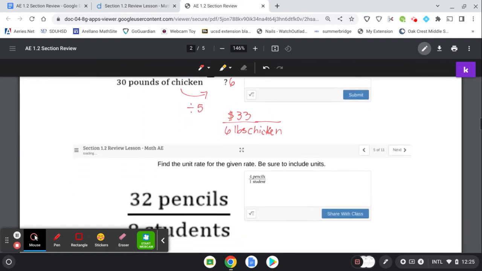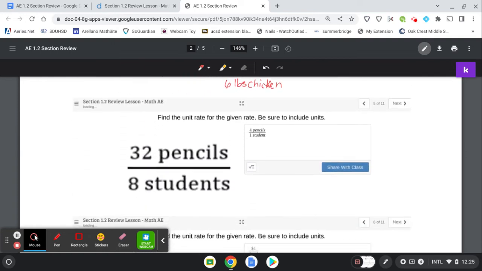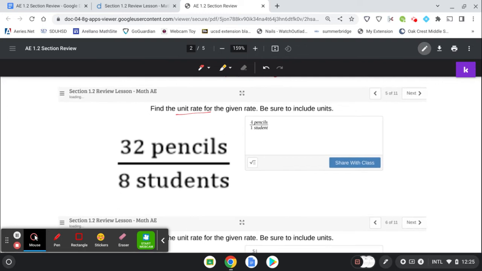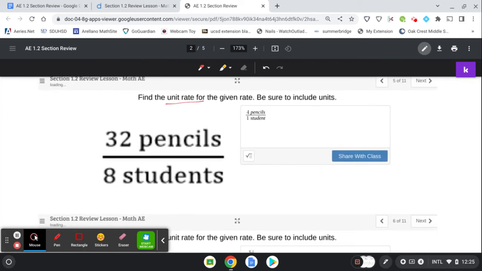Okay, so for slide 5, 32 pencils to 8 students. In this case, we're finding the unit rate. So remember, the unit rate has a denominator of 1. So we can write this as a proportion, 32 pencils to 8 students is equivalent to how many pencils to 1 student? So the unit rate would be how many pencils per student.